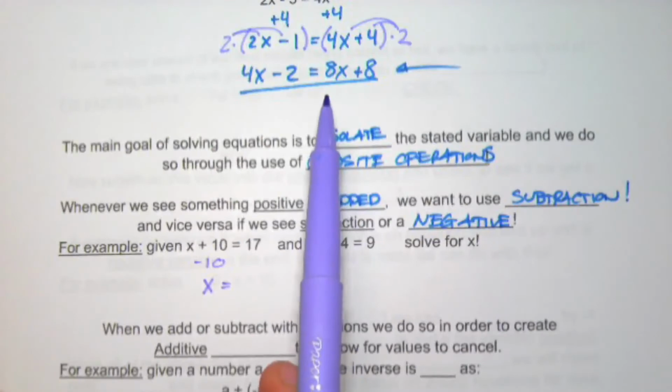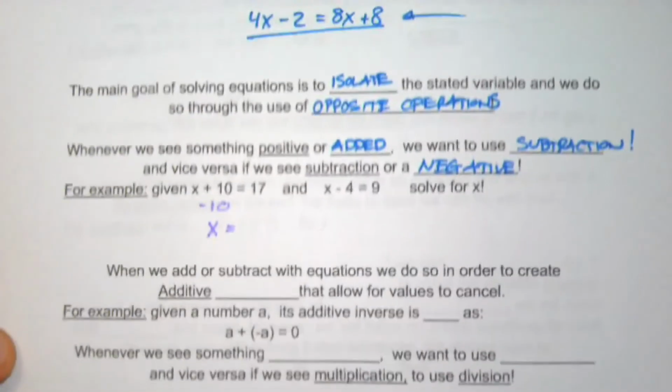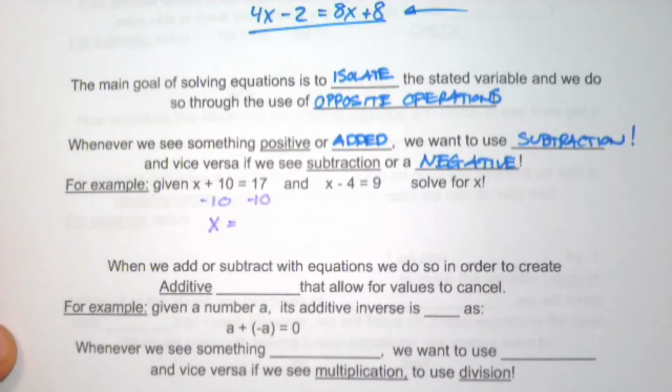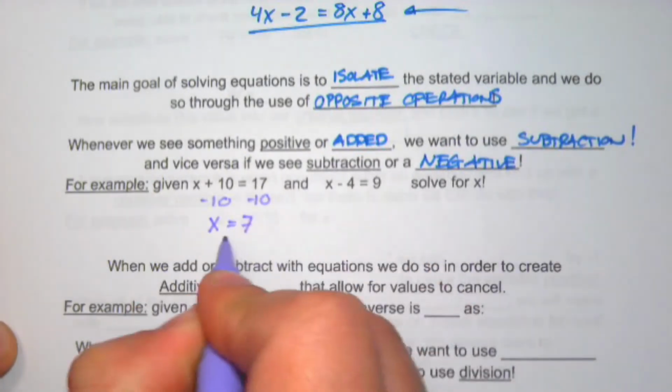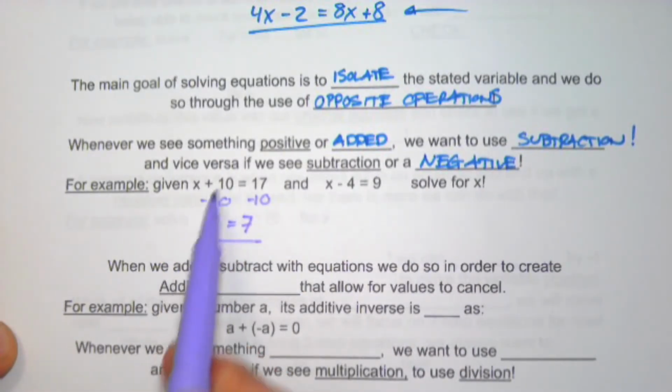But remember what we did above. If I do something on the left or on the right, I have to do it on the other side, right? I have to do everything on both sides. So I need to also subtract 10 from the right as well. Well, 17 minus 10, that one's not too bad. We get 7. So if I see addition or I see that positive 10, I want to subtract.